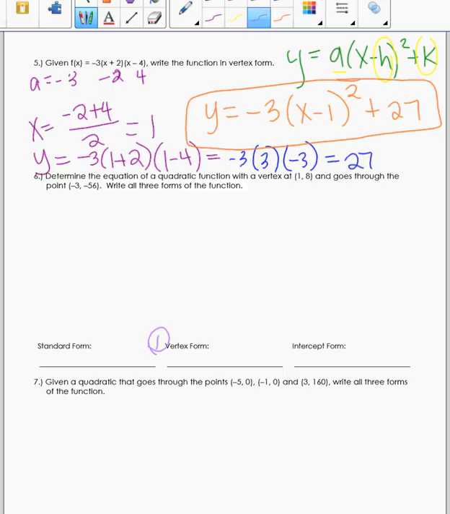Okay. So this is my x, this is my y, and then obviously my h and my k. So I have -56 equals a times -3 minus 1 squared plus 8. So if you move that 8 over, you end up at -46 equals, -3 minus 1 is -4, -4 squared is 16, so 16a. Divide both sides by 16.